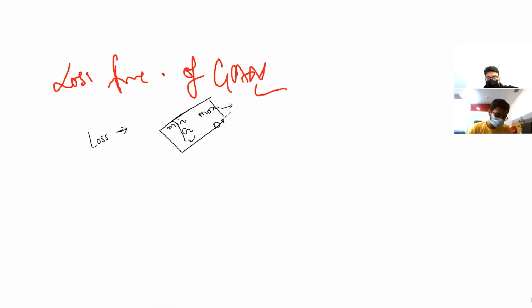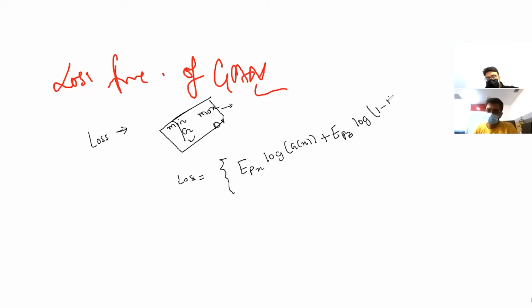The formula is something like: loss function is equal to E of Px log of Gx plus E of Pz log of 1 minus D of G of z. Sorry, this is D of x, I think. So this is your loss function, sir.